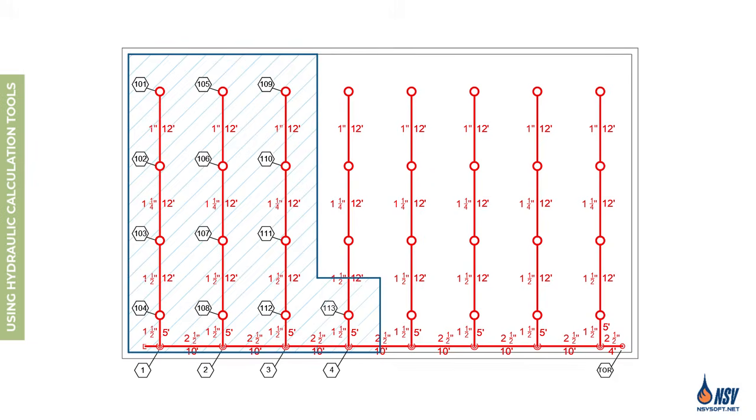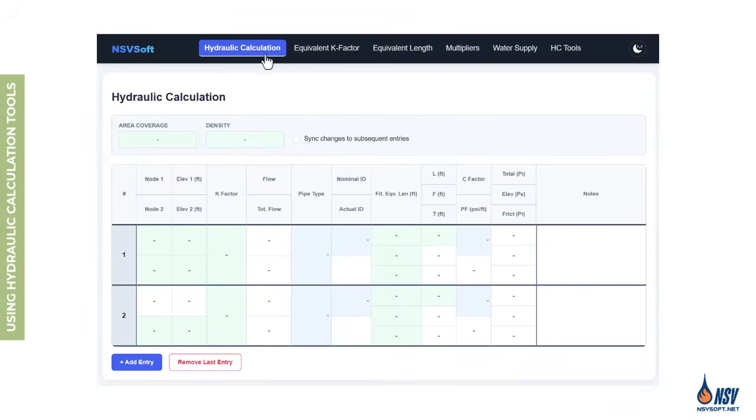Now we are ready to begin the hydraulic calculation of our fire sprinkler system. In the Hydraulic Calculation tab, we enter the project data. Since this table is similar to the detailed worksheet in NFPA 13, we recommend watching the video we published about it to become familiar with the cells in this table.